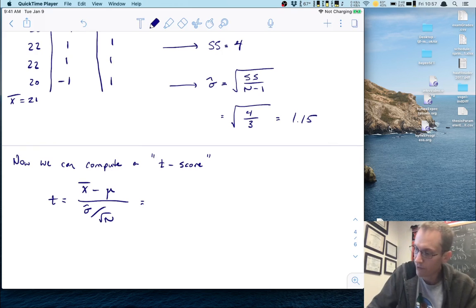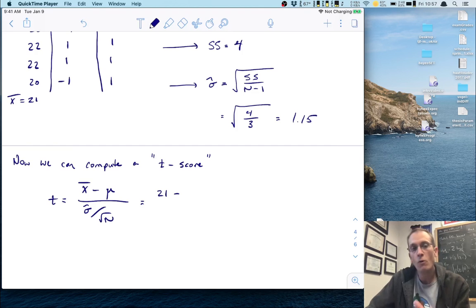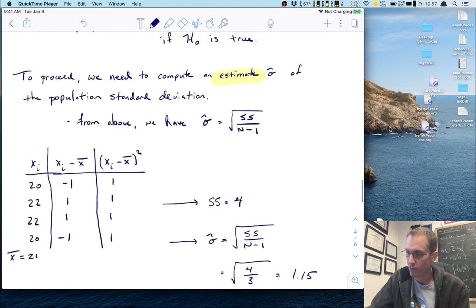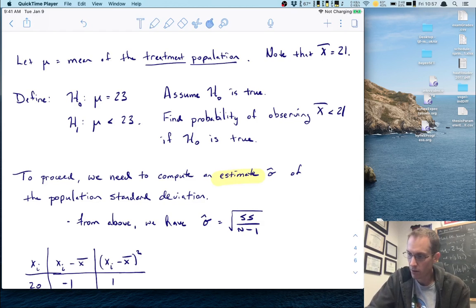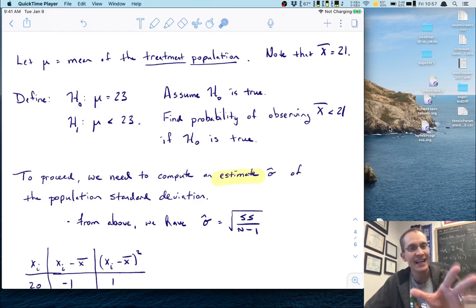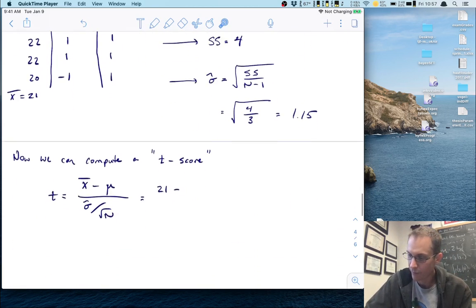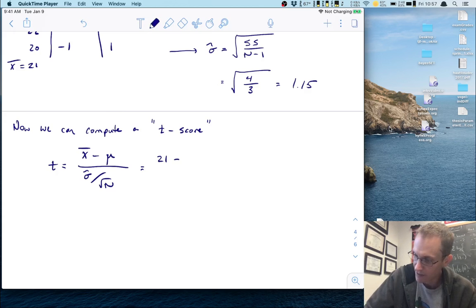So let's go ahead and plug in what we've got. So we've got an x bar of 21. What is mu? Well, remember, we don't know what mu is, except in this situation, we assumed that the null was true. And if you remember, the null is that mu equals 23. So that gives us a value to put in for mu. That's nice, works out.